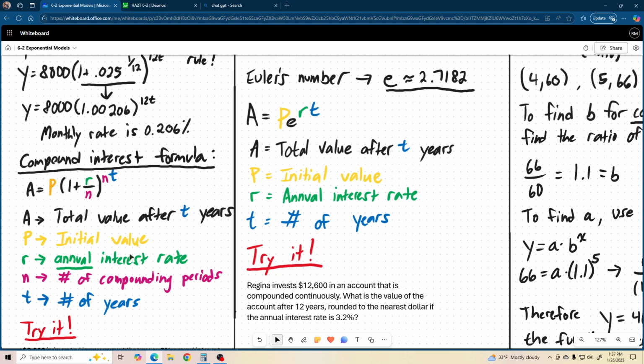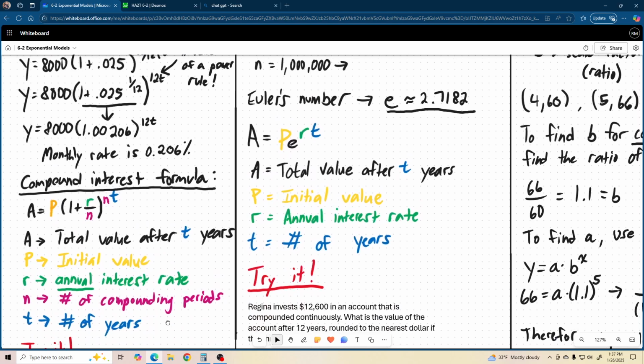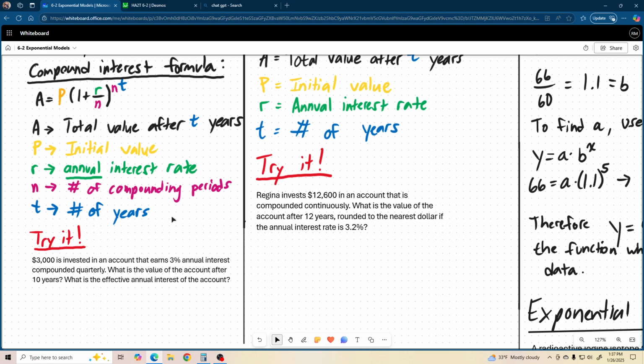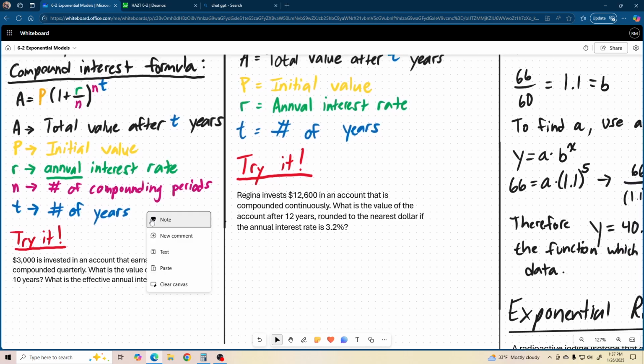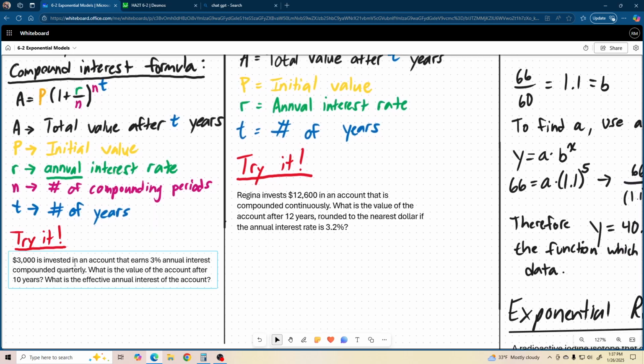So let's just try and do a problem, okay? Because honestly, what you're going to be doing is kind of plugging the stuff into the formula I just gave you, right? So here, I'll kind of talk you through it, and then I'll pause the video and see if we can figure this out, right? So 3,000 is invested into an account that earns 3% annual interest, compounded quarterly, right? So we're going to compound it 4 times. I'll help you with that, right? The N is going to be 4, right? Because we're compounding 4 times. What is the value of the account after 10 years? What is the effective annual interest of the account?